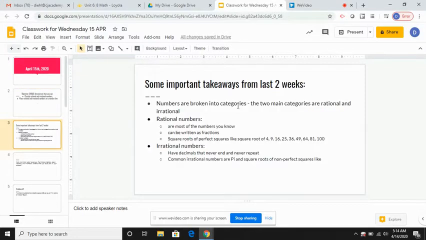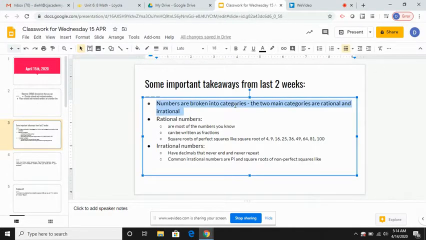So some key concepts about that is that numbers are broken into categories. The two main categories are rational and irrational. Rational numbers are basically most of the numbers you know, numbers that can be written as fractions of integers over integers, which is pretty much every number we work with. It even includes some square roots, specifically square roots of perfect squares, like the square root of 4, which is just 2, the square root of 9, which is just 3, the square root of 16, which is 4, the square root of 25, which is 5, and so on.